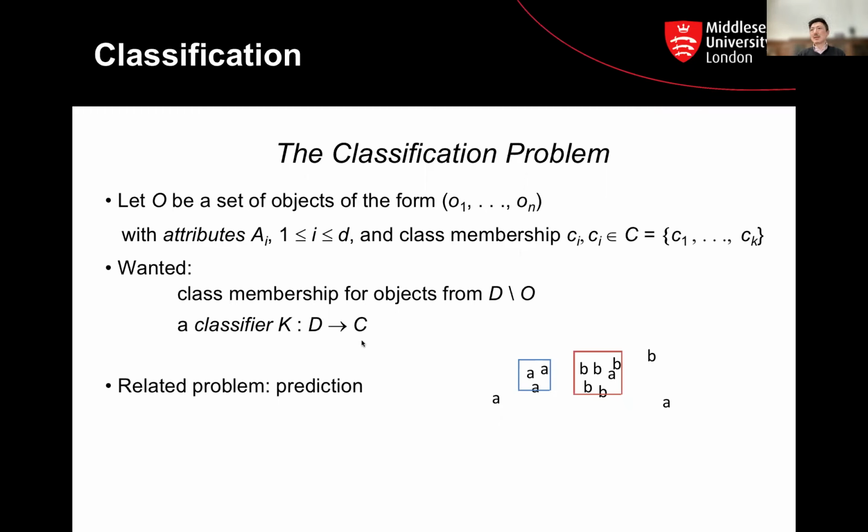Okay, and then what you want to do is to create a classifier, which is called K here. So if you know an object and its attributes, you can decide which class it is in. In some sense, this can be treated as a prediction problem. If you know the information about a particular patient, then you can predict what kind of cancer this patient has.